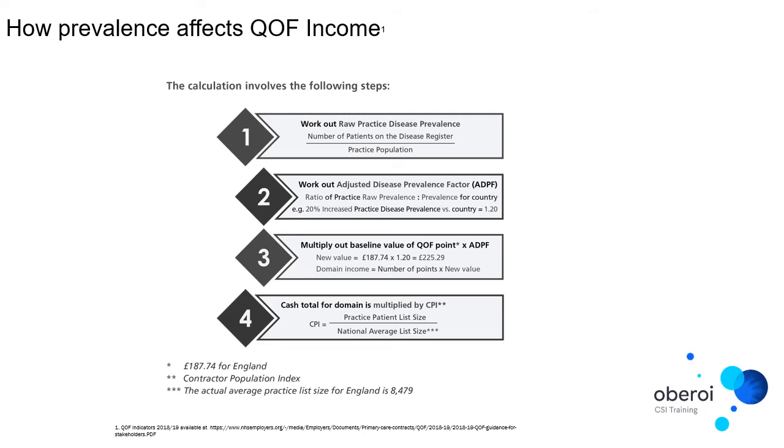The final calculation is based on the size of the practice. If it's a very large practice, then obviously they're going to need more to cover the number of patients. So you work out the national practice list size over the practice patient list size, and that gives you the CPI, the Contracted Population Index. This makes more sense on the next slide.